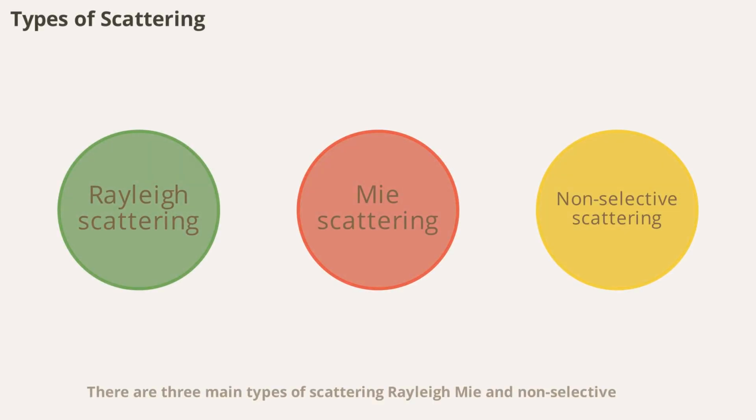There are three main types of scattering: Rayleigh, Mie, and non-selective. Rayleigh scattering occurs with small particles and shorter wavelengths, giving the sky its blue color. Mie scattering involves particles similar in size to the wavelength, like dust or water droplets, and affects longer wavelengths. Non-selective scattering happens with large particles, scattering all wavelengths equally. Each type influences how we see and record images from above.